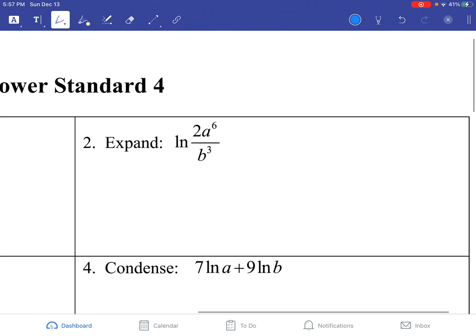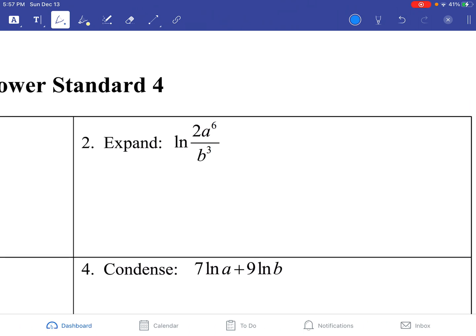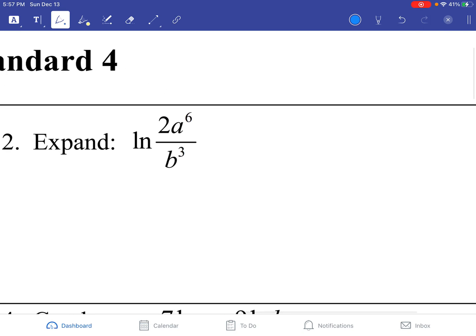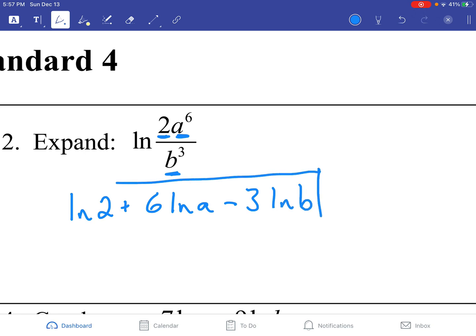Number 2. All right, same idea, but this time we have a b to the third as a denominator. That is going to make a subtraction part of your problem. Again, we have three parts. We have the 2, the a to the 6, and the b to the third. All right, so we have natural log of 2 plus 6 natural log of a minus 3 natural log of b. And that's it.